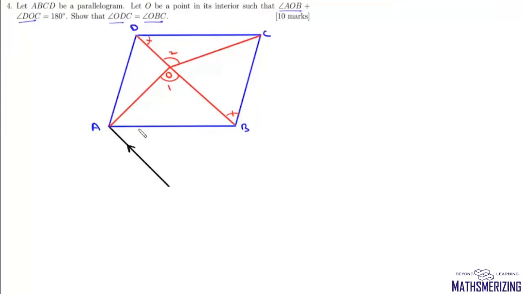So this line, it is parallel to OD, and then from B we'll draw a line which is parallel to OC. So they intersect at this point P, and this OP, it is parallel to BC. So we look at this quadrilateral OAPB.